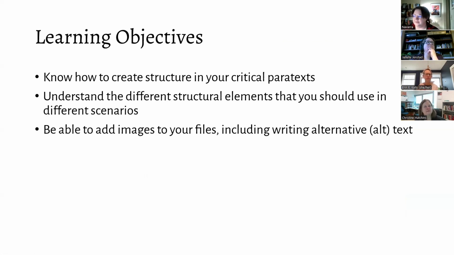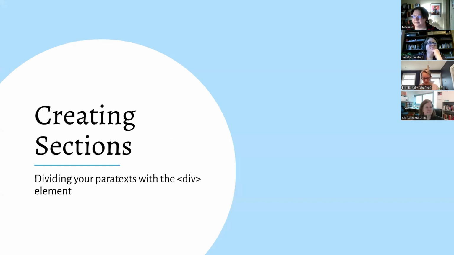Today, we've only got three big learning objectives, but that really is not necessarily reflective of all that you're going to be learning today. So the big things are you're going to know how to create structure in your critical paratexts. You're going to understand different structural elements that you should be using in different scenarios. And you're going to be able to add images to your files, including writing alternative text, or alt text.